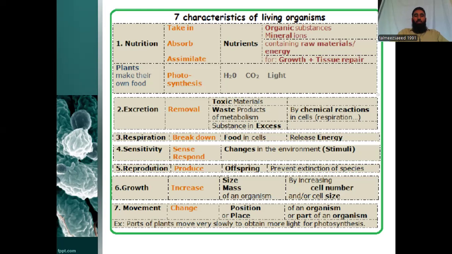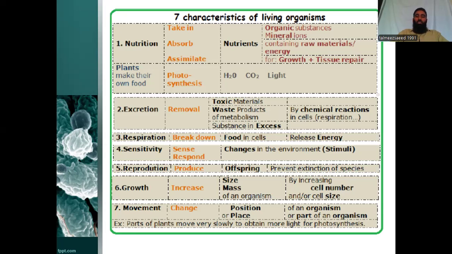The second characteristic of living organisms is excretion. Excretion is the removal of waste toxic material produced as the result of metabolism from the body. The third characteristic is respiration. Respiration is the ability of an organism to break down food material to release energy inside the body. The fourth characteristic is sensitivity. Sensitivity is the ability of an organism to respond to external stimuli.